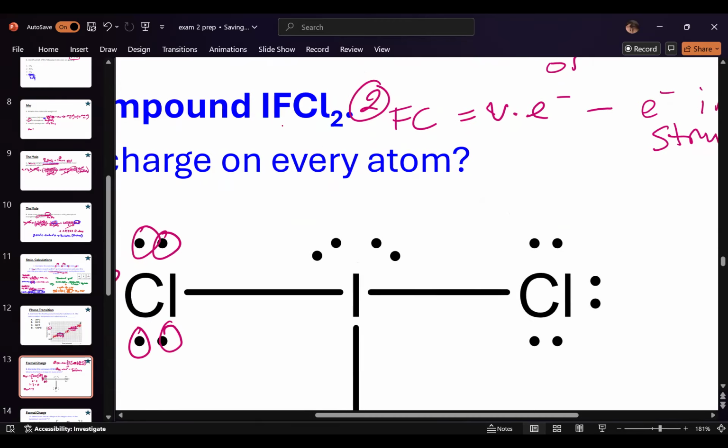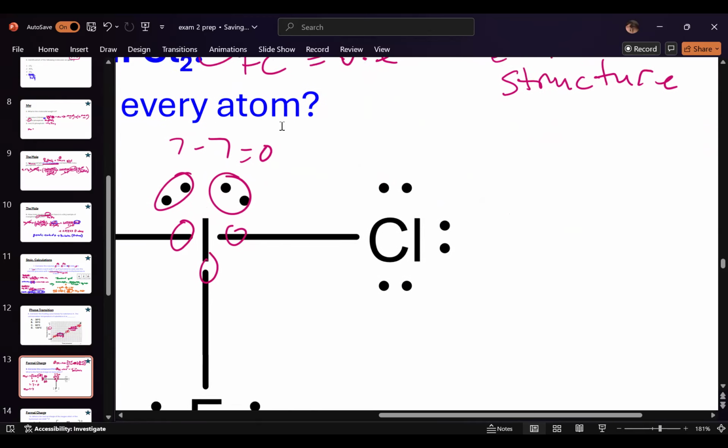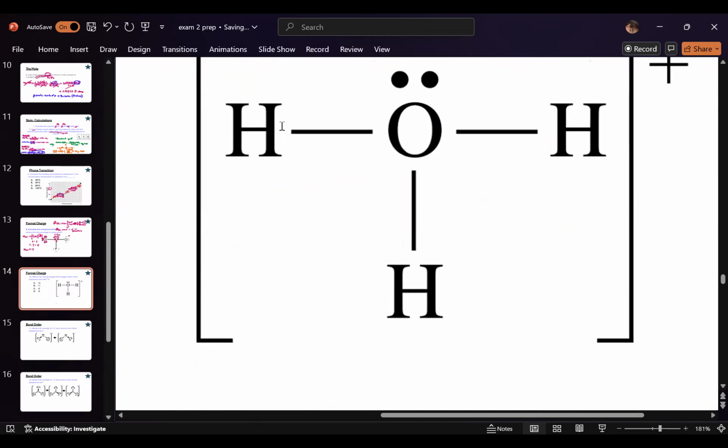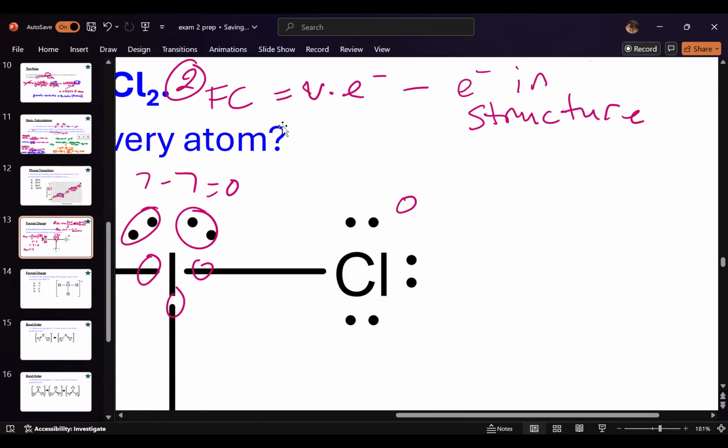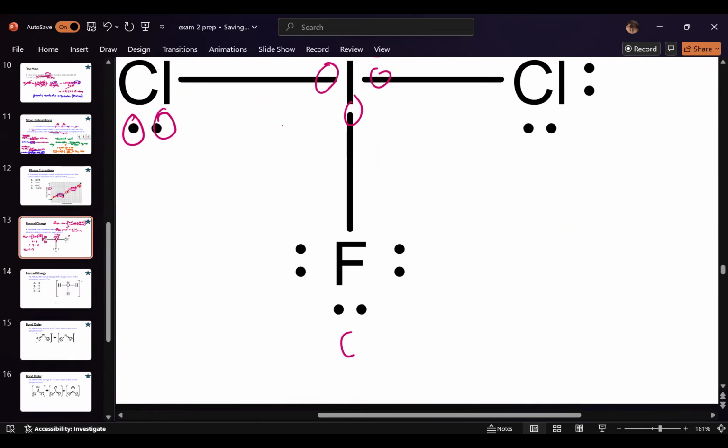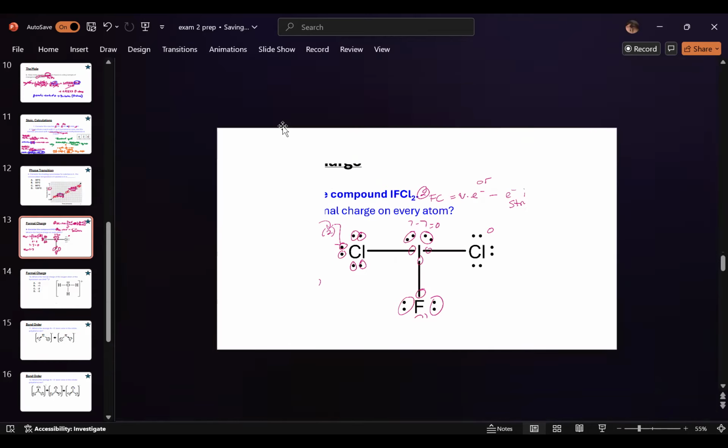Okay. So the formal charge of iodine, real quick, the valence electrons on iodine, I'm pretty sure it is 7, right? And then you count 4, 5, 6, 7, 0. Same thing for this one, 0. And the fluorine, 0. You have 7 minus 7, 0. There you go. See how fast that was?